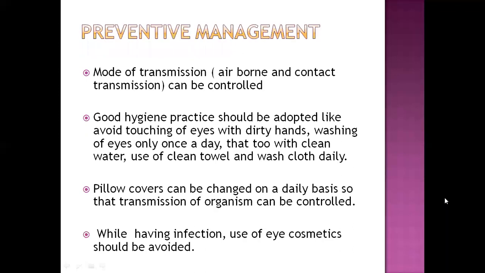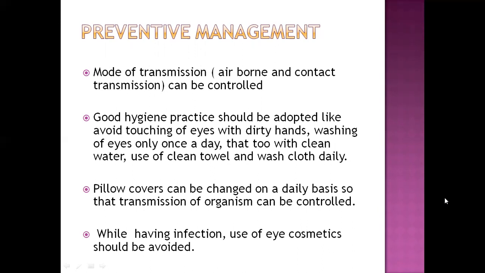Preventive management of conjunctivitis can be, first of all, mode of transmission should be controlled because it can be easily transmitted from one person to another person through direct contact. So airborne contact and direct contact transmission can be controlled. Next, good hygiene practice should be adopted, like avoid touching of eye with dirty hands, washing of eye once a day, washing eyes with clean water, use of clean towel and separate towel, washing the clothes daily.